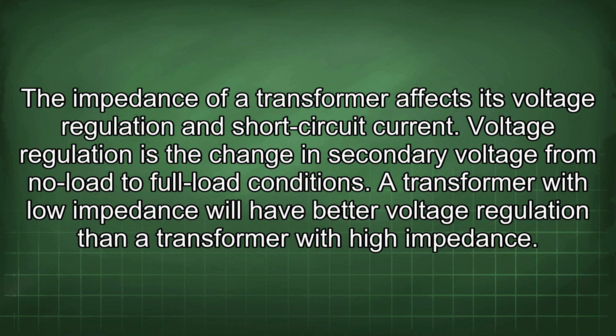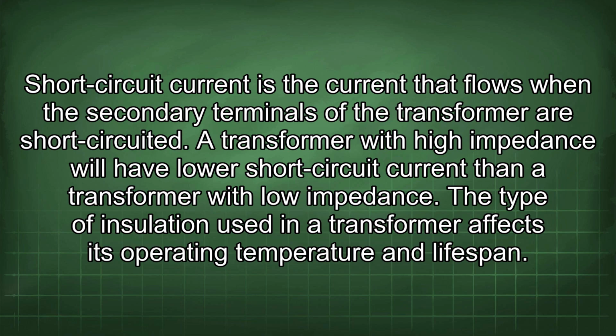The impedance of a transformer affects its voltage regulation and short-circuit current. Voltage regulation is the change in secondary voltage from no load to full load conditions. A transformer with low impedance will have better voltage regulation than a transformer with high impedance. Short-circuit current is the current that flows when the secondary terminals of the transformer are short-circuited. A transformer with high impedance will have lower short-circuit current than a transformer with low impedance.